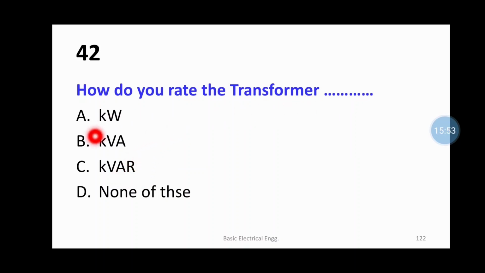Usually transformer is rated in terms of kVA because the copper loss is directly proportional to ampere rating, and core loss or iron loss is proportional to voltage. Therefore we have to express the rating of transformer in terms of volt ampere or kilovolt ampere. Please do select option B.